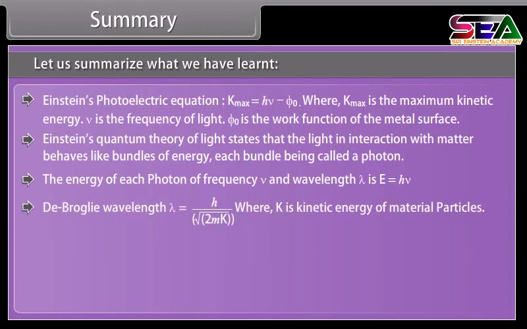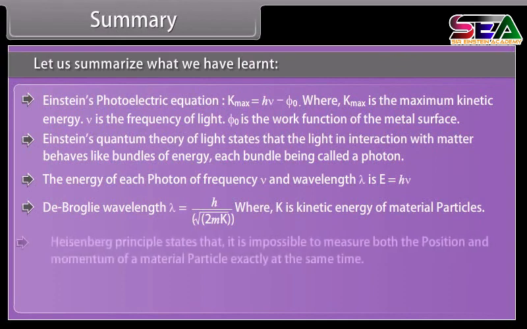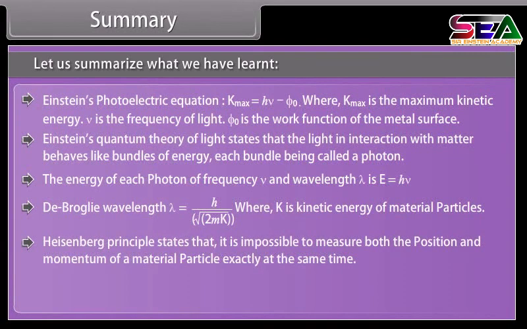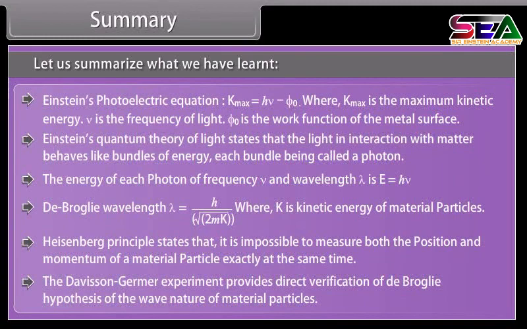The de Broglie wavelength lambda is equal to h by square root of 2mK, where K is the kinetic energy of material particles. Heisenberg principle states that it is impossible to measure both the position and momentum of a material particle exactly at the same time. The Davisson Germer experiment provides direct verification of the de Broglie hypothesis of the wave nature of material particles.